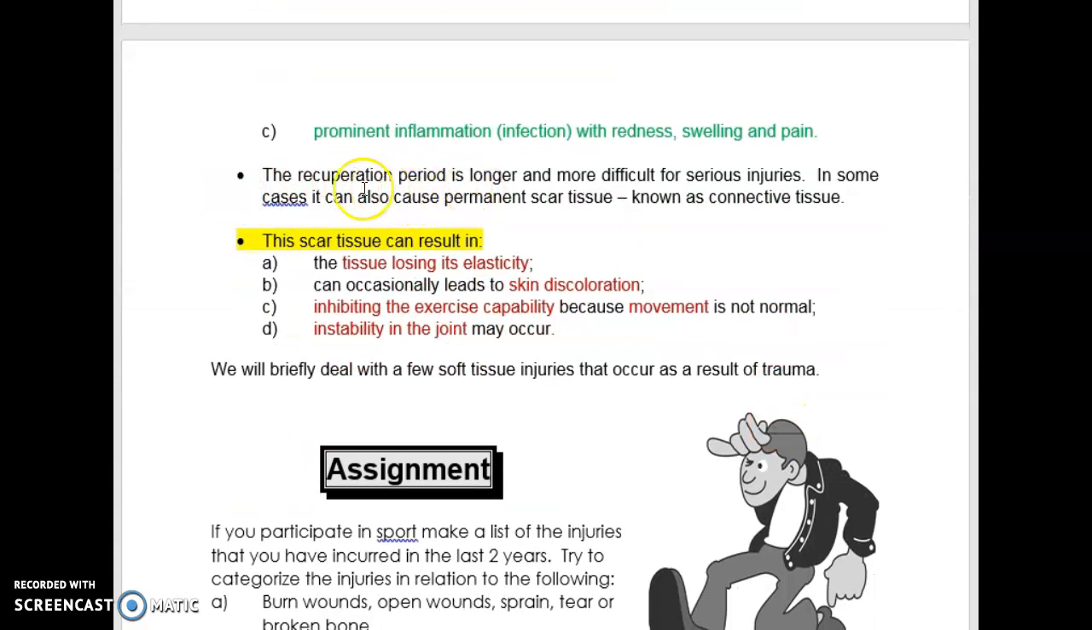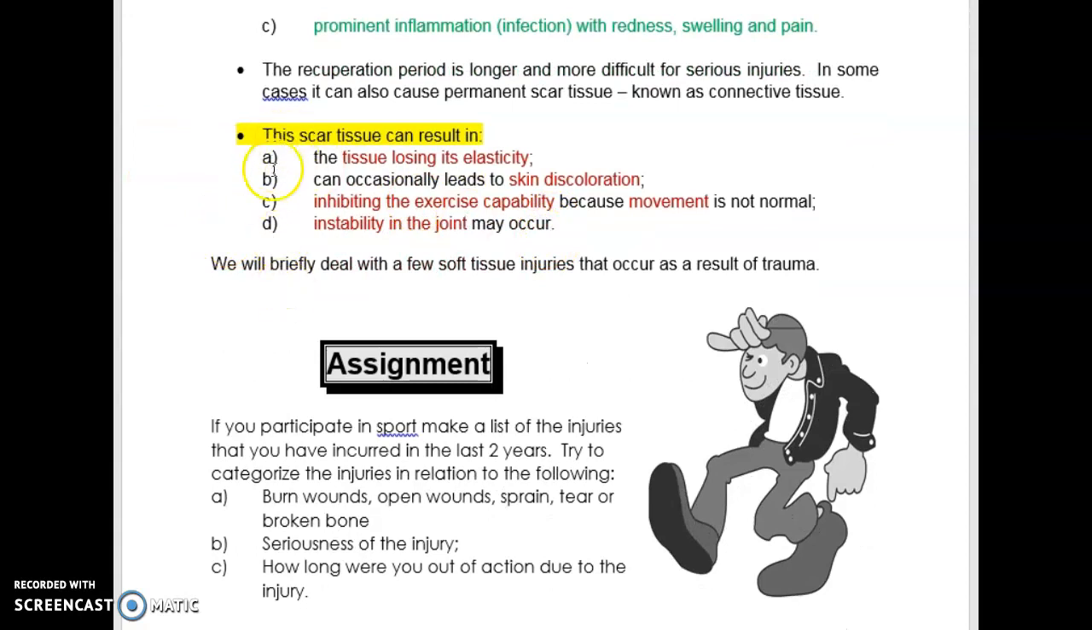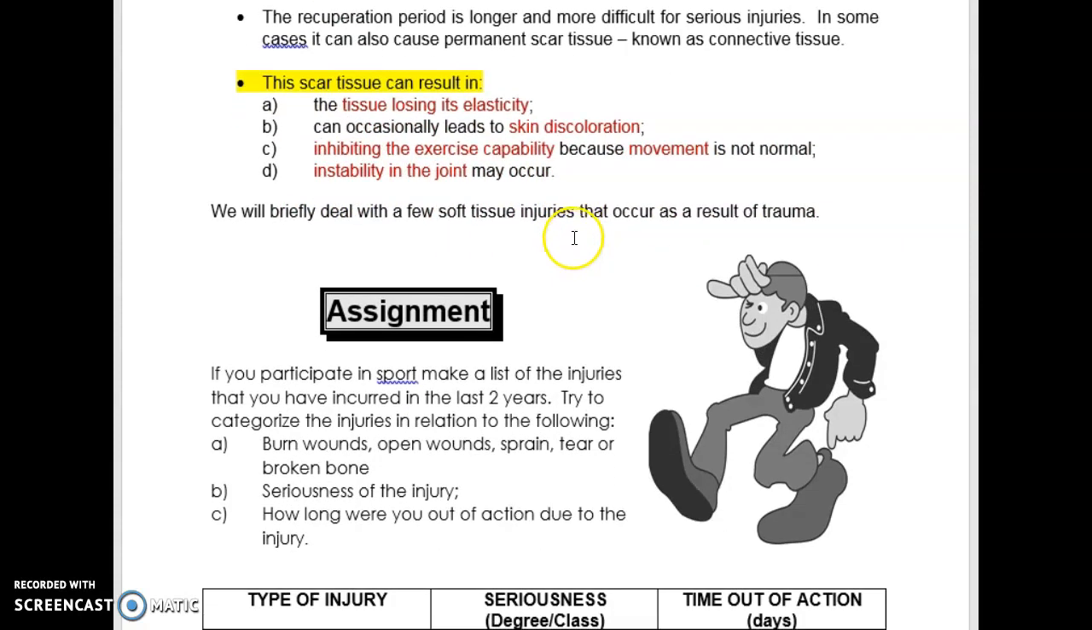Now, if the recuperation period is longer or more difficult for serious injuries, in some cases it can also cause permanent scar tissue, known as connective tissue. Now, this scar tissue can result in various things, and this was in the exam last time, so please learn this. 4 things: the tissue loses elasticity, there's some skin discoloration, it inhibits the exercise capability or the movement, and that's definitely not normal, and then instability of the joint can occur.